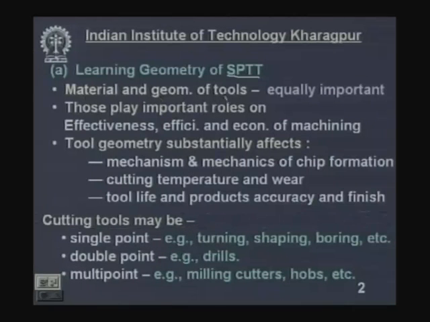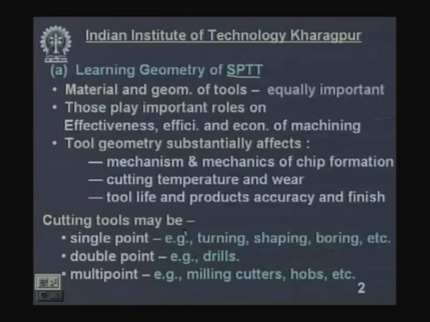Material and geometry of cutting tools are very, very important, and both are equally important. So far as machining, machinability, and machining economy are concerned, tool geometry and tool material play important roles on effectiveness, efficiency, and economy of machining. Tool geometry substantially affects or governs the mechanism and mechanics of chip formation, that is cutting forces, cutting temperature and tool wear, also tool life and product accuracy and finish. So, tool life and quality of the products.